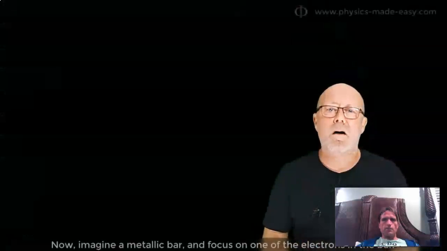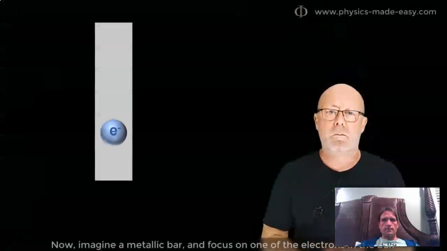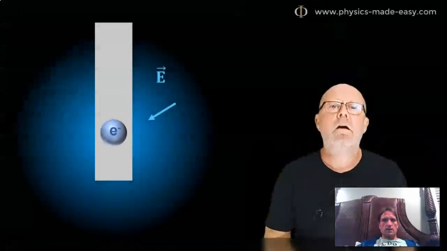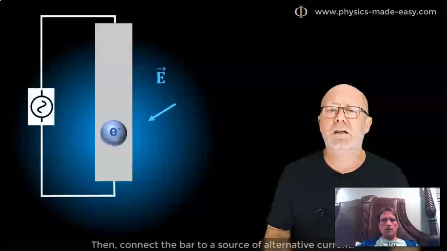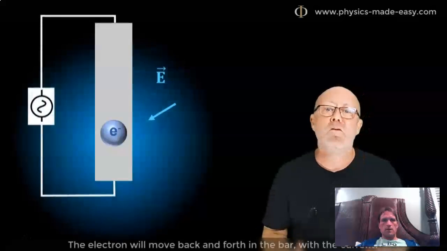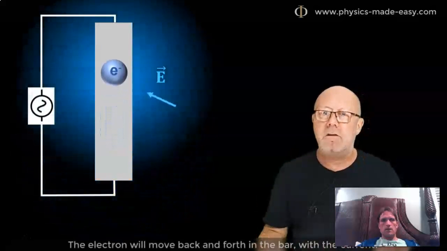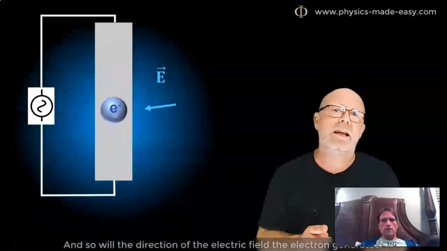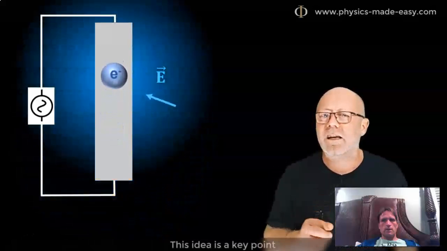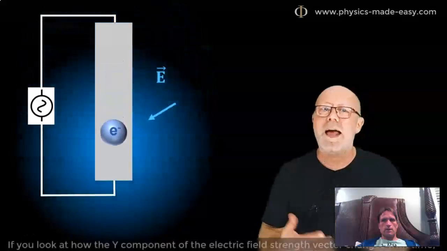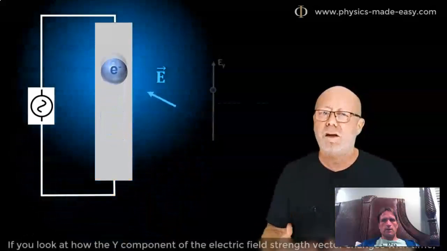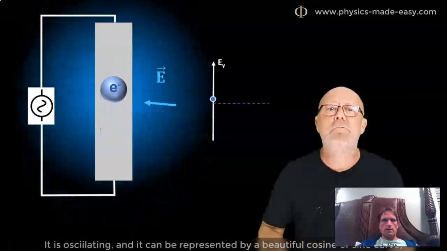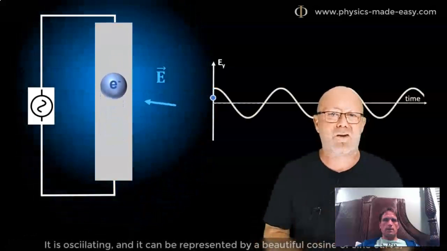Now, imagine a metallic bar and focus on one of the electrons in the bar. This electron creates an electric field around it. Then, connect the bar to a source of alternative current. The electron will move back and forth in the bar with the current. It will oscillate. And so will the direction of the electric field the electron generates. This idea is a key point. If you look at how the y component of the electric field strength vector changes with time, it is oscillating, and it can be represented by a beautiful cosine or sine curve.